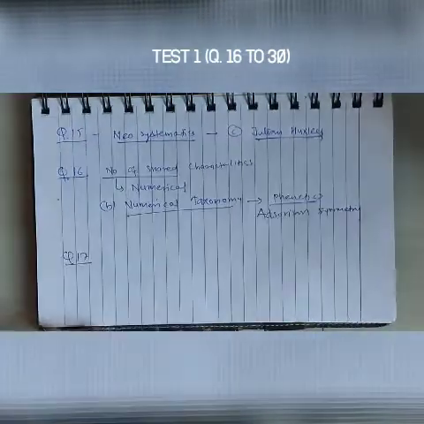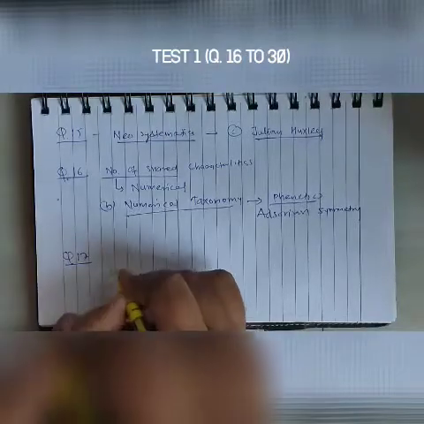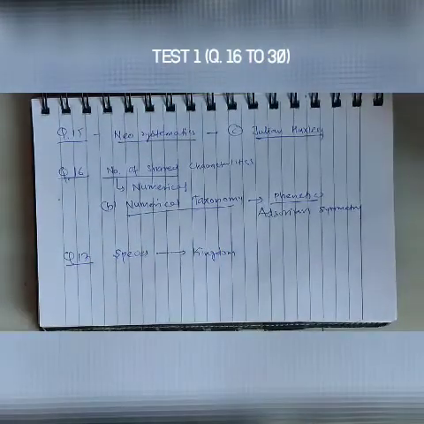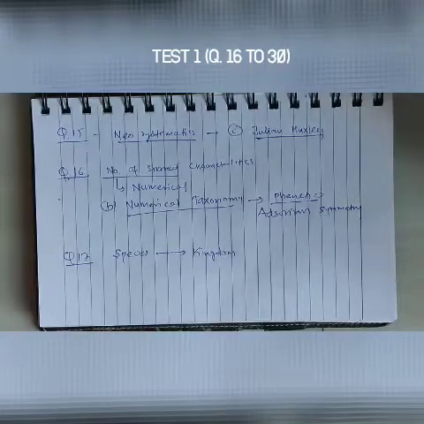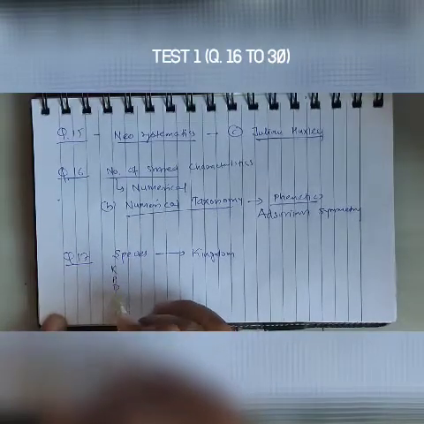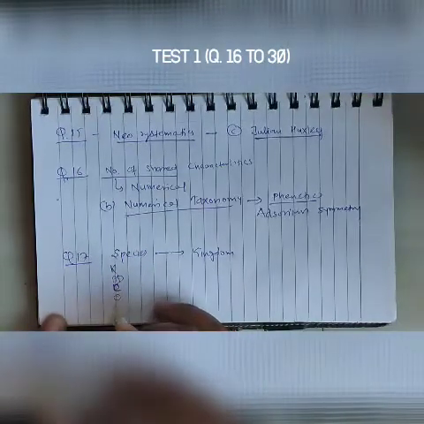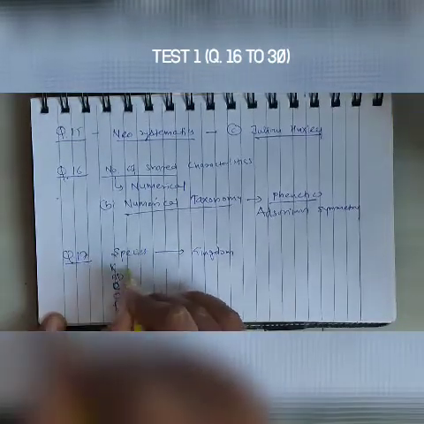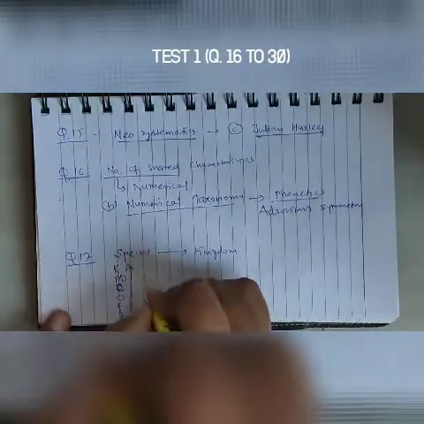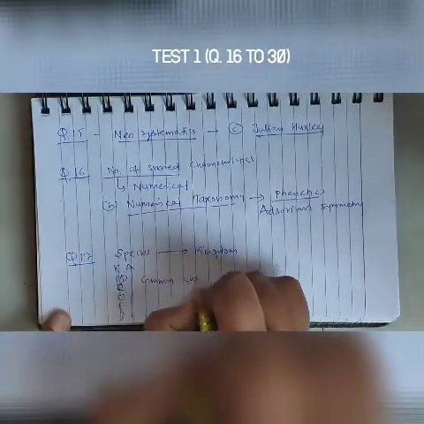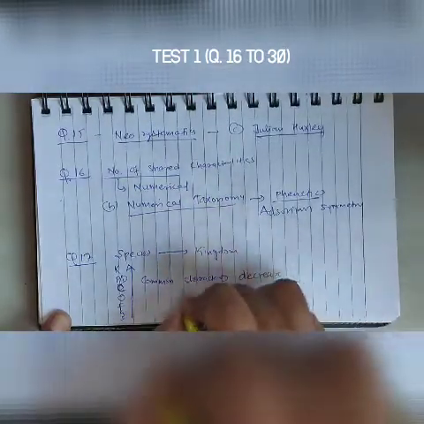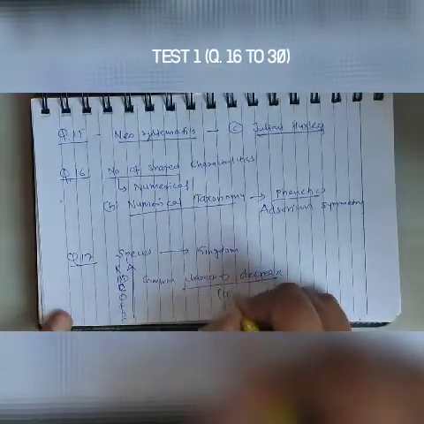Next, question number 17. As we go from species to kingdom in a taxonomic hierarchy, the number of common characteristics becomes what? You know that the hierarchy is kingdom, phylum or division, class, order, family, genus, species. So if we go from species to kingdom, that is in ascending order, the common characteristics decrease. So the given answer is option A.